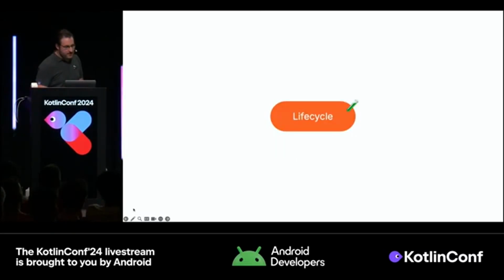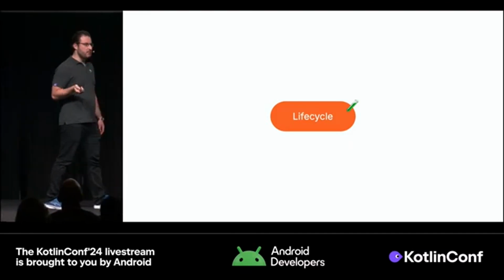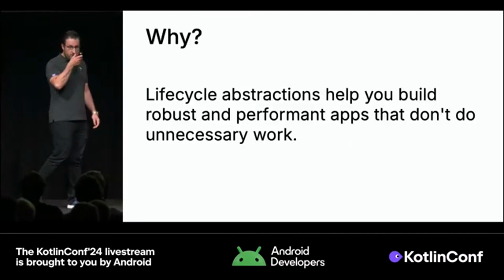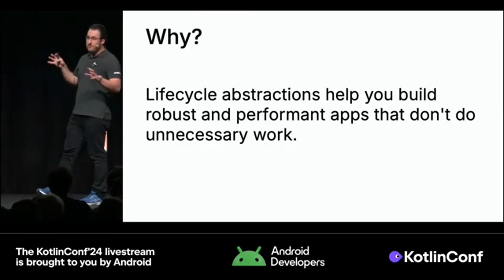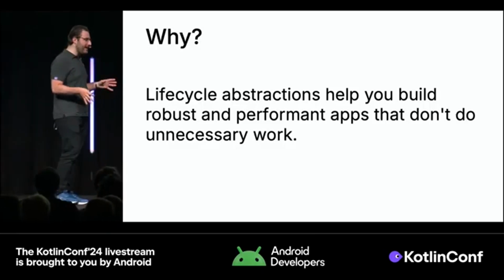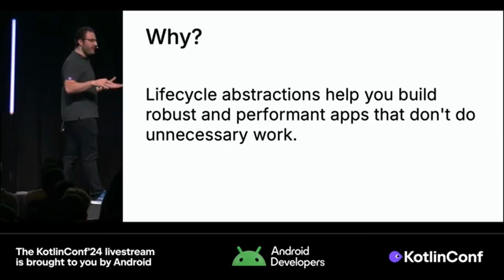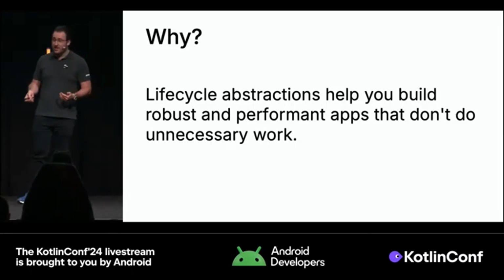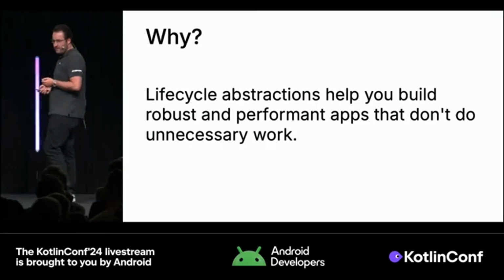Okay, so let's continue and talk a little bit more about our lifecycle implementations. First of all, the question maybe arises, why do we even need a cross-platform lifecycle? Well, generally, lifecycle abstractions are really useful because they help you build more robust applications. Why? Because if your code can understand in what phase of the lifecycle your application is, you can stop doing unnecessary work. You can avoid doing these kinds of things.